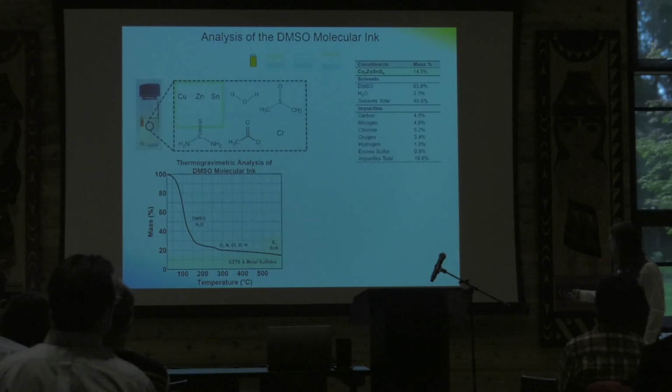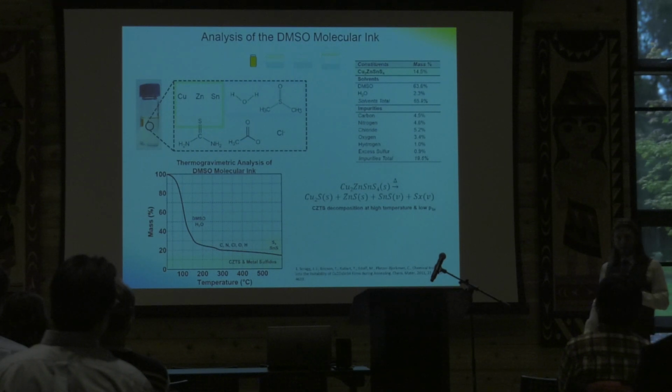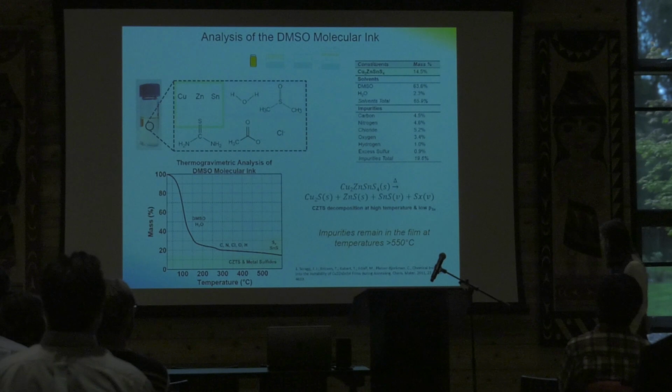At this higher temperature, there is some decomposition reaction that will happen, as shown, so this is even convoluted with that. And what this is saying is that at these highest temperatures, there are some impurities that remain in the film that we have to facilitate the removal of somehow.